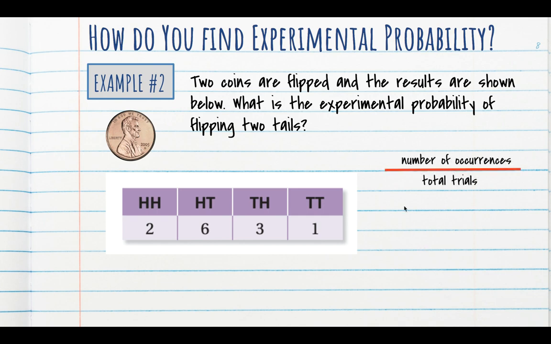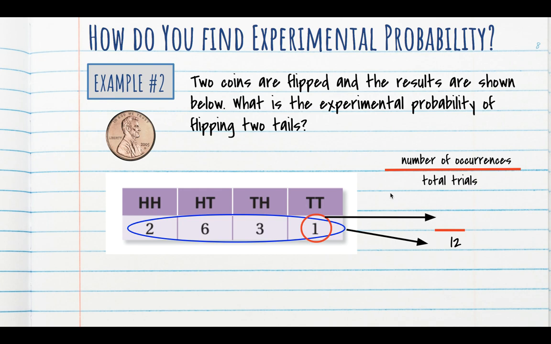Well, to find the total number of trials, we just need to add up our data, 2, 6, 3, and 1. We can find that we conducted our experiment a total number of 12 trials. Out of those 12 trials, we can see that we got 2 tails 1 time. So the experimental probability of flipping 2 tails was 1 out of 12 times. This roughly translates to about 8/100ths, or 8% of the time.